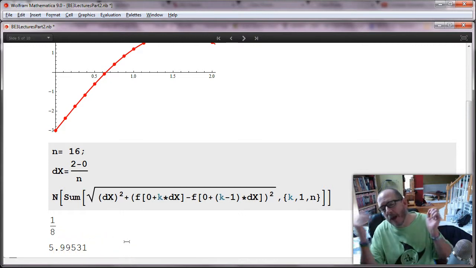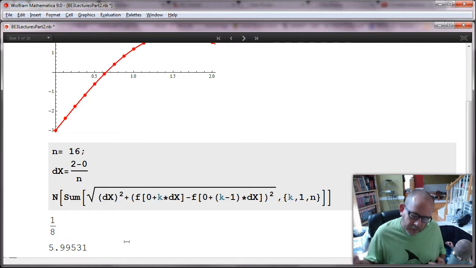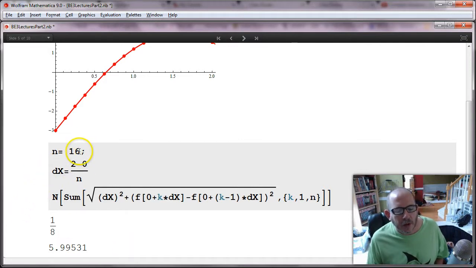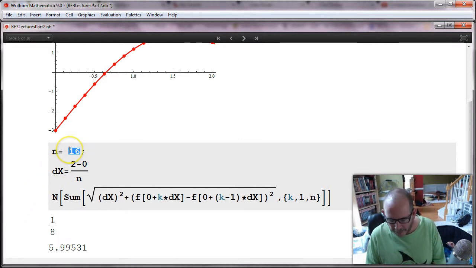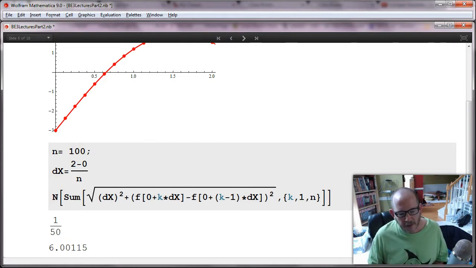5.99. Now you might be willing to say, oh well, the length is exactly 6. Well, be careful now. So instead of 16, let's take 100 intervals and see what happens. 6.001115. All right. Let's take, I don't know how long this will take, let's take 1,000.